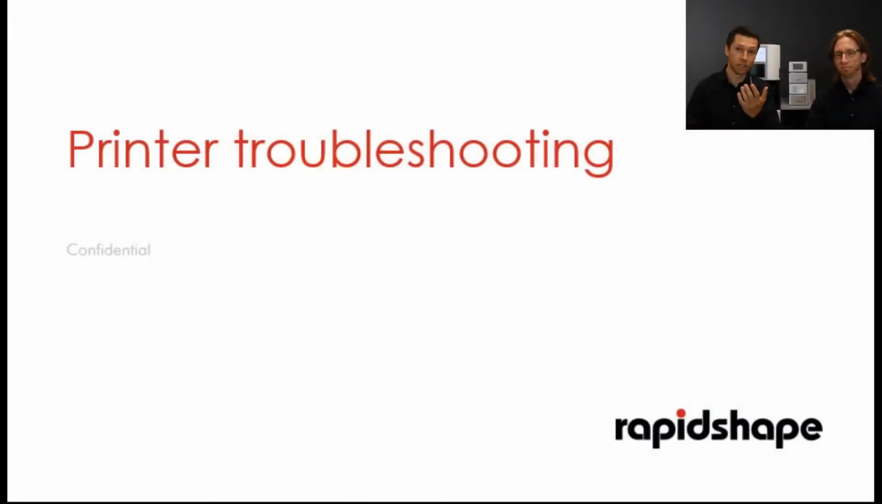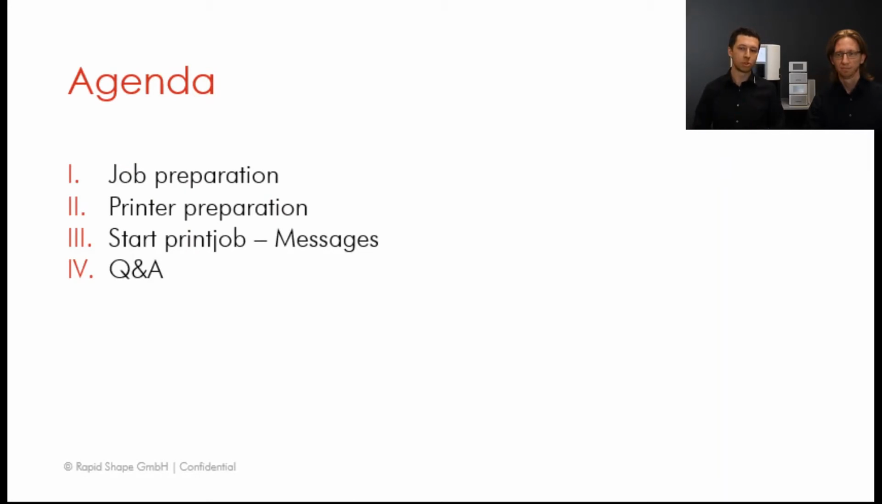And we're just going to have a short look directly at the agenda for today to see what's going on. So, printer troubleshooting. We did the printing troubleshooting before already, so printing results, looking at them, what's wrong, what could have happened. Now we're going to have a look directly at the preparation of the job and of the printer, what's going to happen there, what we can see, what kind of issues may appear and how to solve them.